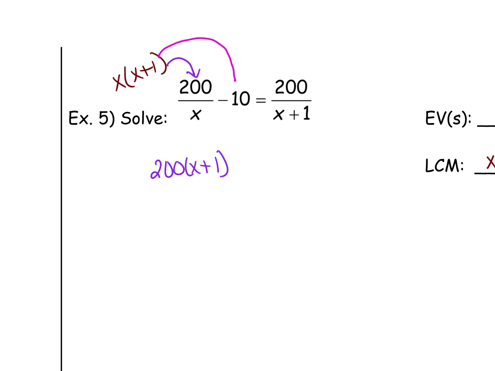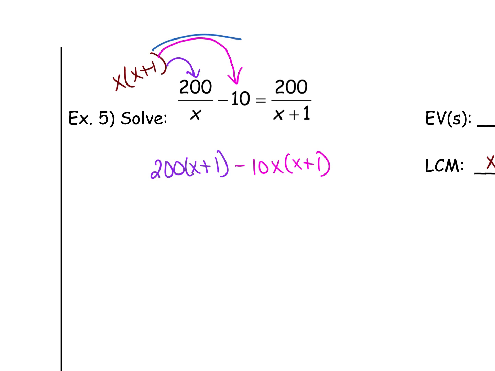Then I have to multiply this piece right here. You notice how this piece has nothing in the denominator? So that means nothing is going to cancel out. So that means I got 10 times (x + 1). That's the one we tend to mess up on. It ends up just being minus 10.